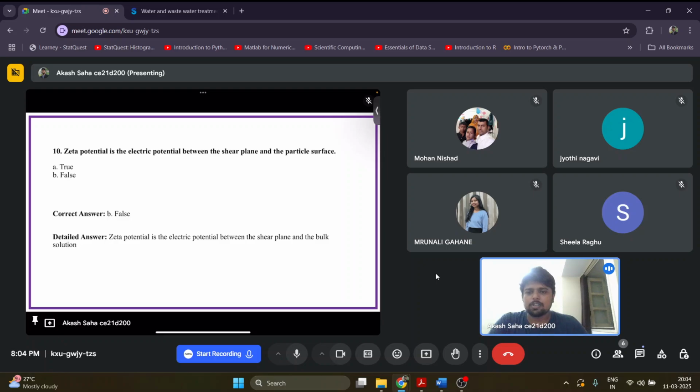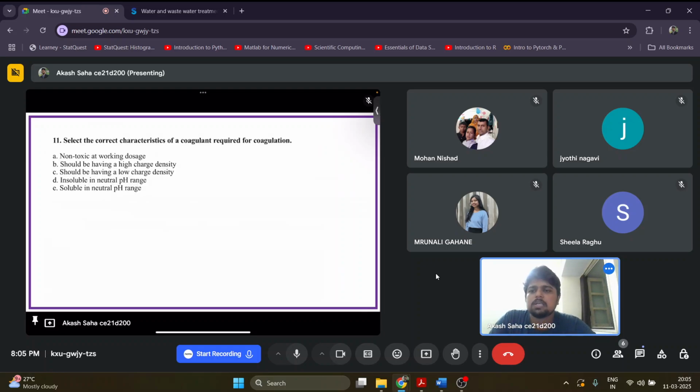So the answer is actually false, because it is the potential between the shear plane and the bulk solution, not the particle surface, but the bulk solution. Very small difference, but from the plane to the bulk solution, what is the potential difference? We will call it zeta potential, because only after overcoming that will we get the attractive forces. Till then, it will be repulsive forces. So a very subtle variation, but this is false.